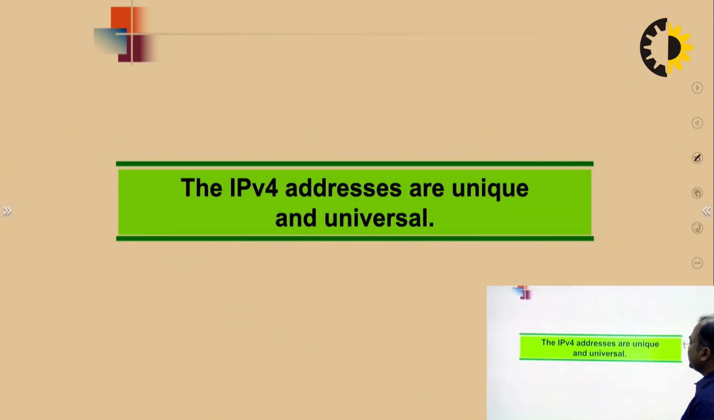So IPv4 addresses are unique and universal. What does this mean? Unique and universal means it is unique throughout the world. It is different for every device which is connected to the internet.